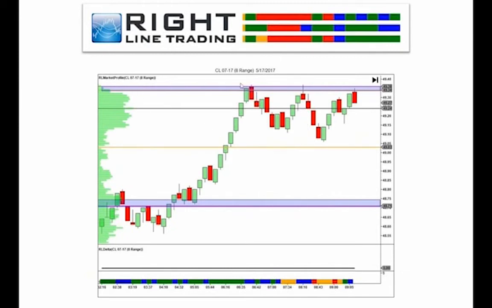Now, here are the kind of trades you can take. Here's your zone of resistance and zone of support. You always want to trade in the direction of order flow, which tells you whether you have buying pressure or whether you have selling pressure.